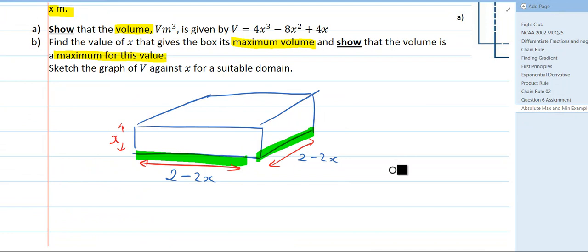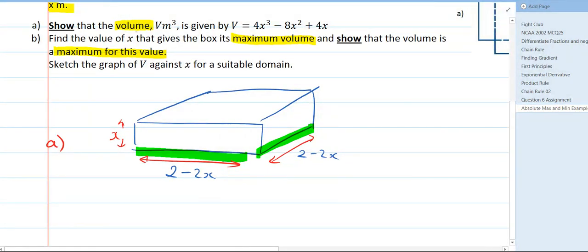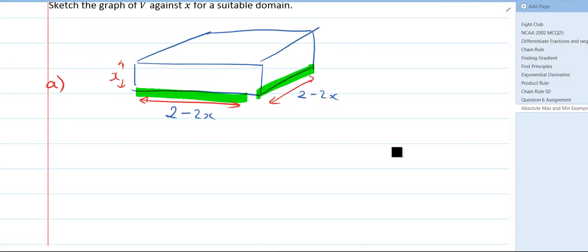So let's have a look at the question here. It says A, show that the volume V meter cubed is given by blah. Okay? You don't have to look at that equation and go, oh man, that's so hard. The question was already in the first four words. Show that the volume. Show that the volume is given by blah. You just want to find out the volume. That's all it's asking.